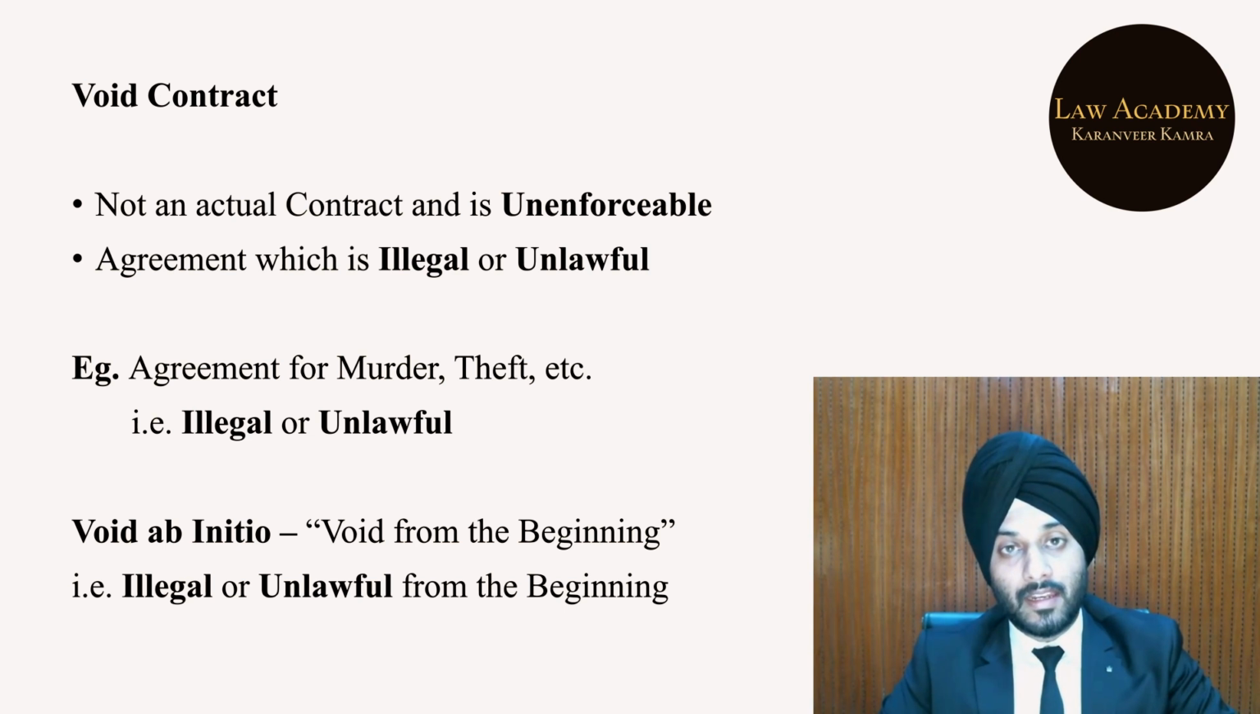For an example, agreement for murder, agreement for theft is illegal, is unlawful, and thus these kinds of agreements are void contracts. So remember, there is also a term which is known as void ab initio. Void contracts are void ab initio, which simply means void from the beginning. So any agreement which is unlawful, any agreement which is illegal is void from the beginning.